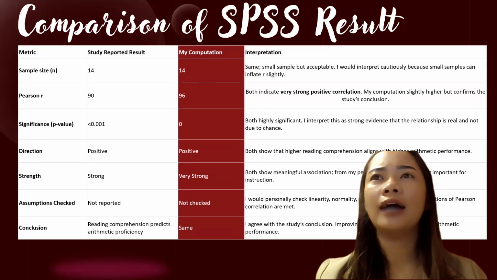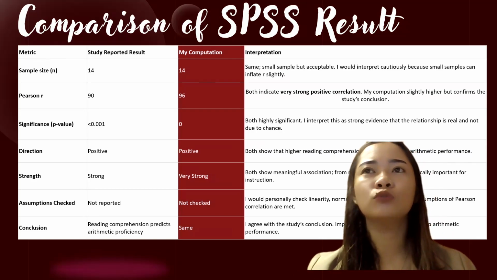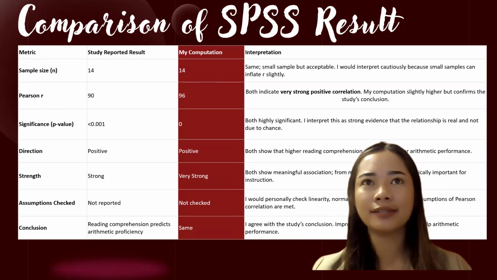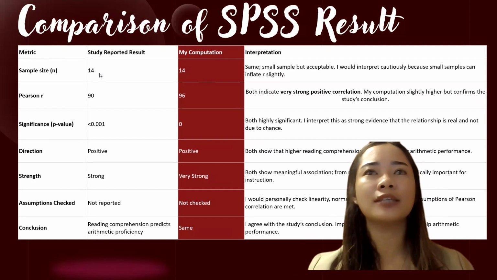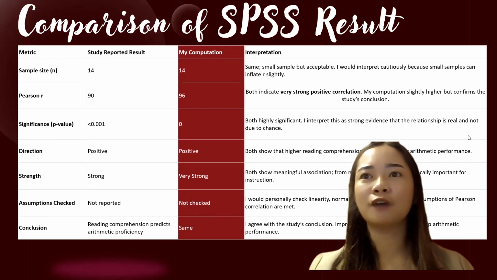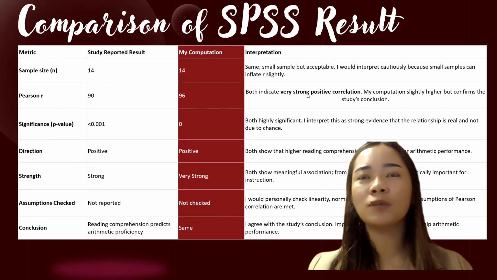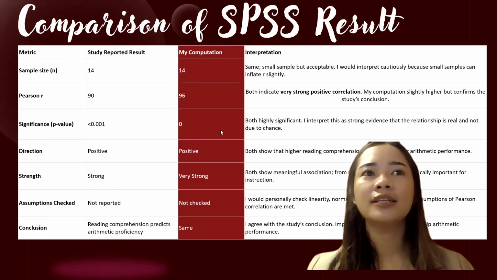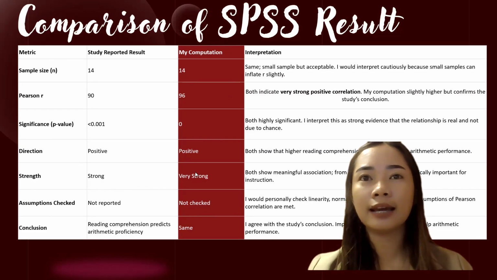So now, I tried to get the mean, the standard deviation, and the Pearson R of the study using SPSS. As you can see, the sample size is still 14. And the Pearson R, after I generated the result in SPSS, is different from the study. The study shows 0.90, while in my SPSS computation, it is 0.96. Both indicate a very strong positive correlation. My computation is slightly higher, but confirms the same conclusion as the study. Still a highly significant, very positive relationship, with the same significance value, direction, and strength.